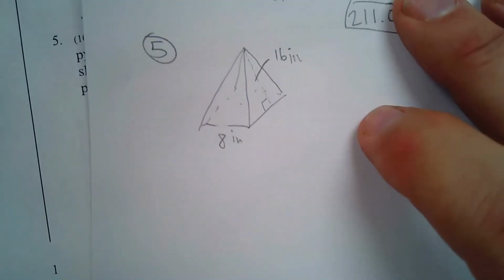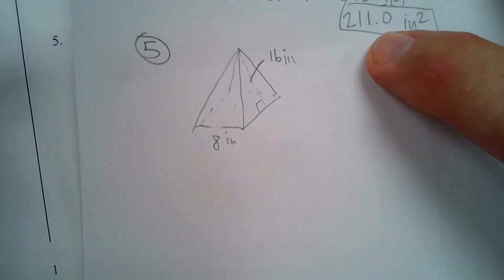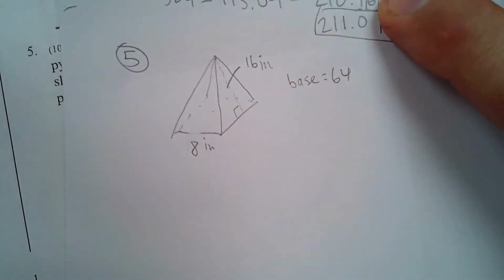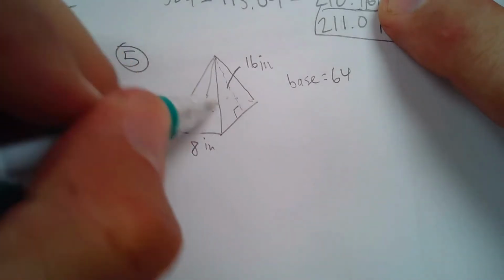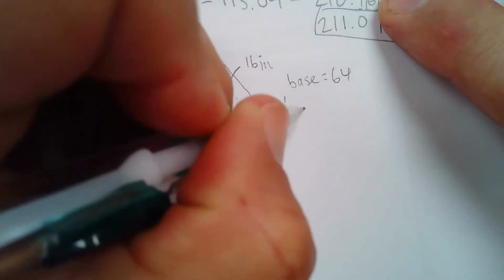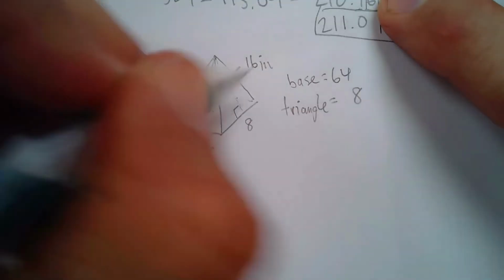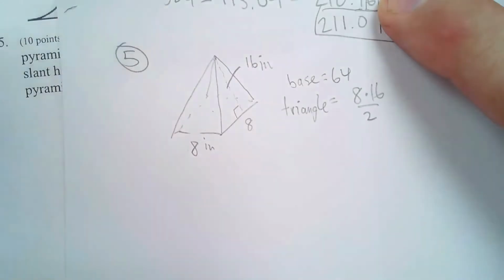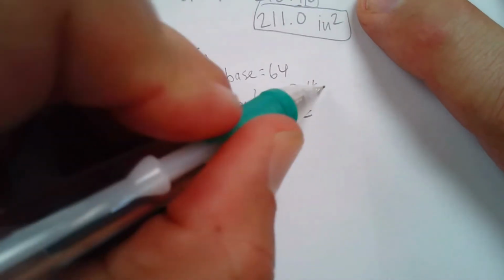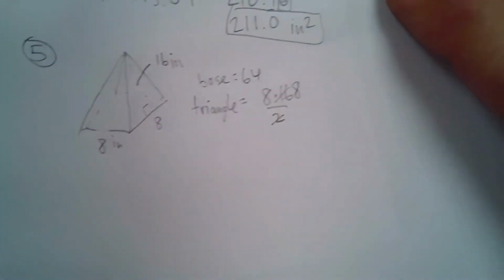Okay, so we have to think of how many surfaces there are. There's 4, and then the base is 5. So the area of the base is 8 times 8, which is 64 square inches. And then the area of one of the triangles is base, which is 8, times the height 16 divided by 2. And a little trick here, you do 16 divided by 2, which is 8. So it's just 8 times 8. Hey, that's also 64.